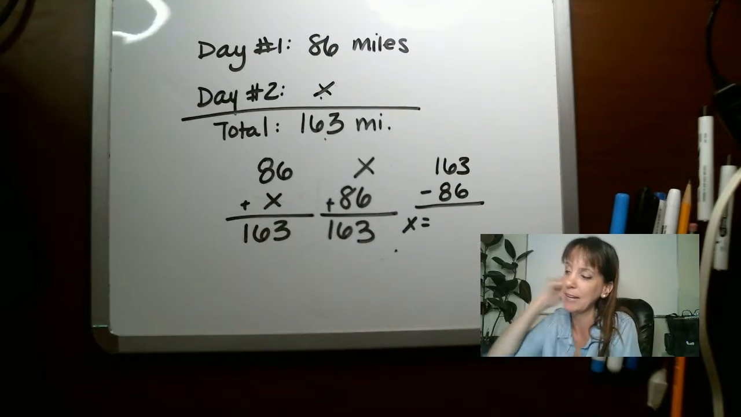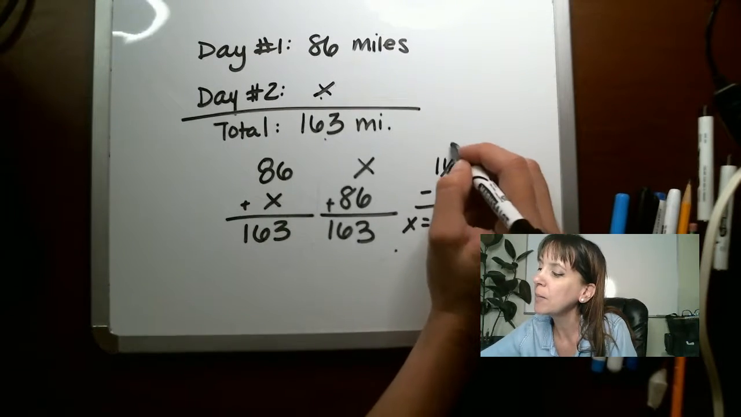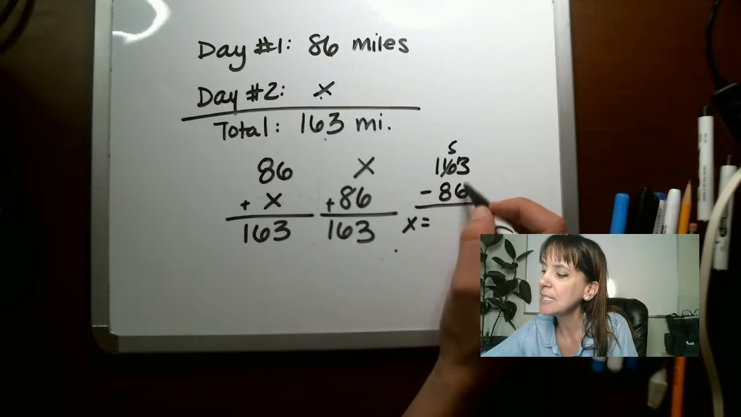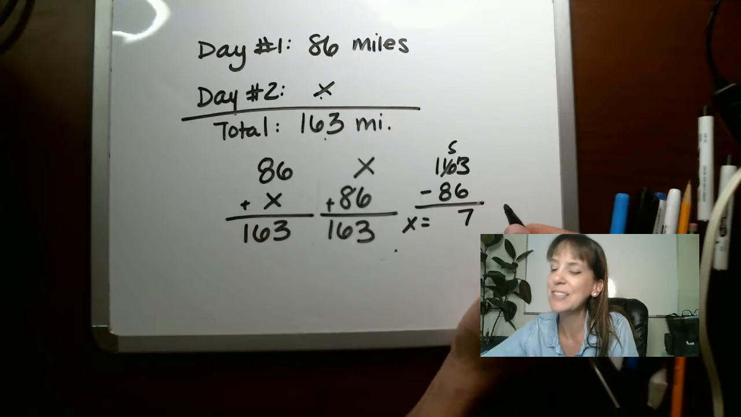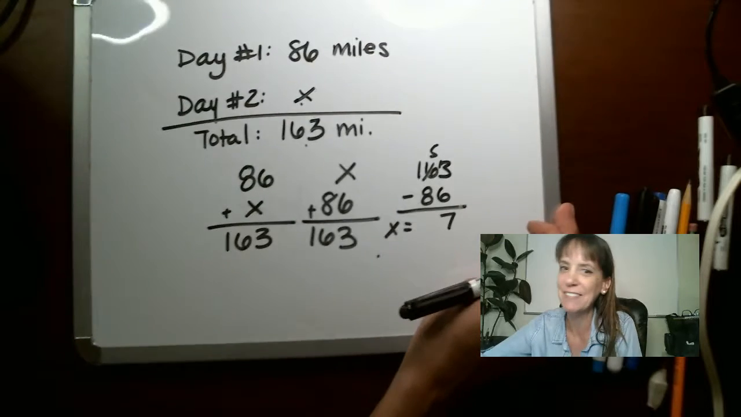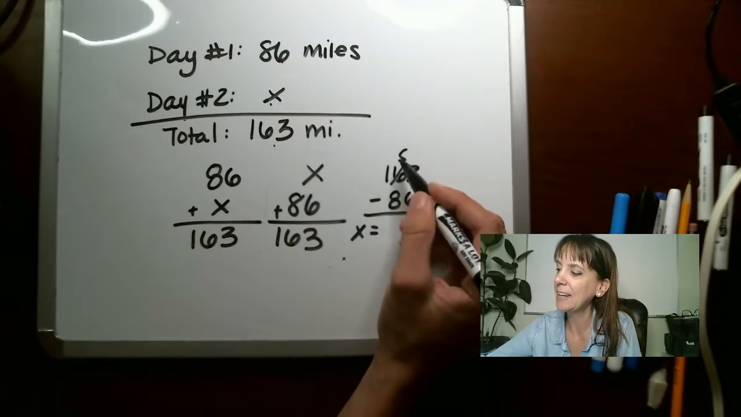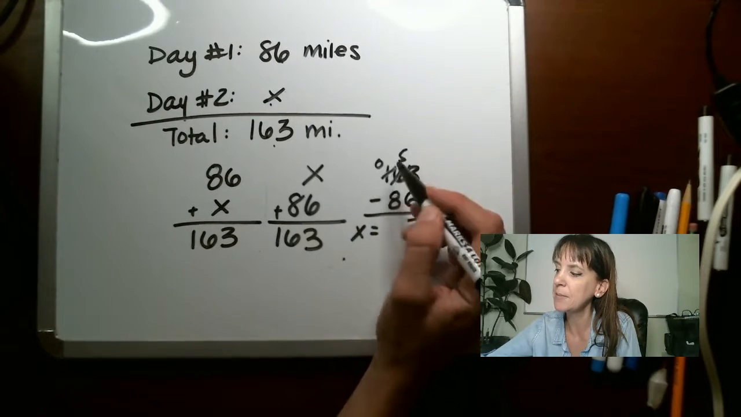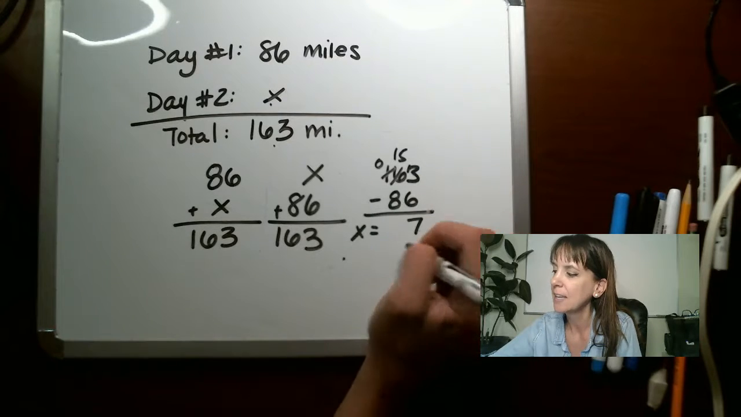So we're going to determine what x equals. So right here, we're going to borrow. And so we have 13 minus 6 is 7, right? So we're going to go ahead and borrow again. That's going to be 0, and this is going to be 15.